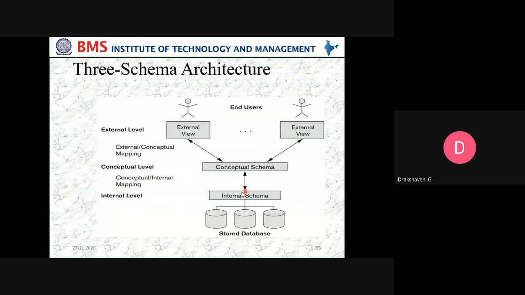What is the internal level? This is the internal level. These are the stored database, that is how much data and what database is being stored. Then the conceptual schema, with the conceptual and internal mapping. That's what we see about the conceptual level. Then the external level, with the external and conceptual mapping, and external views. We have so many external views. This is what the end user sees. That is the three schema architecture: internal level, conceptual level, and external level. So this is how the database three schema architecture is done.